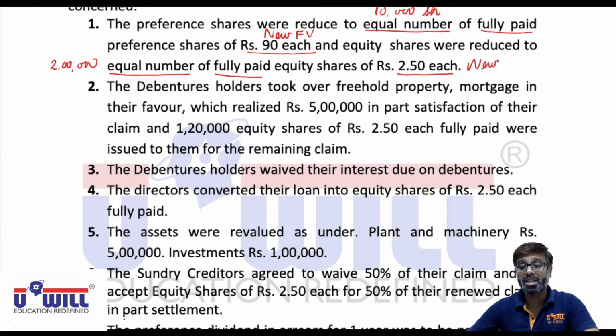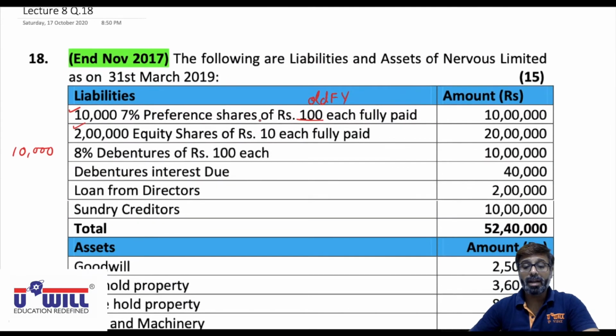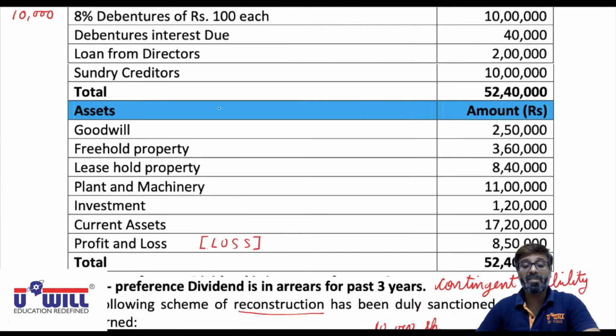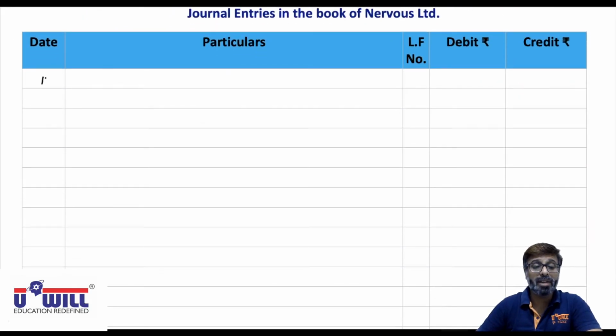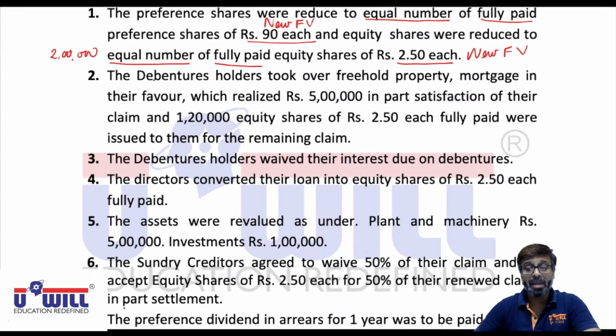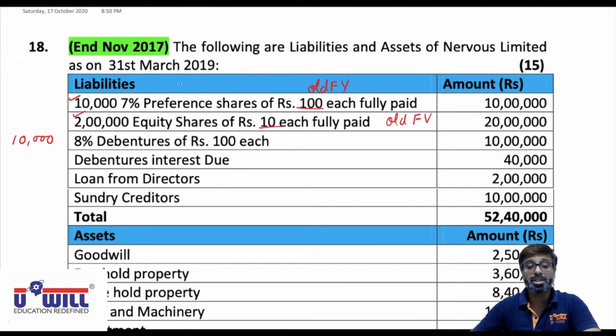So equal number means 2 lakh equity shares of, again, fully paid up equity shares of 2.5 each, which means here also they are changing the face value. New face value is 2.5 and old face value is 10 rupees. So when the face value is changed, old face value we will debit, new face value we will credit, and the difference amount we will transfer to capital reduction. First we pass the entry for preference shares.